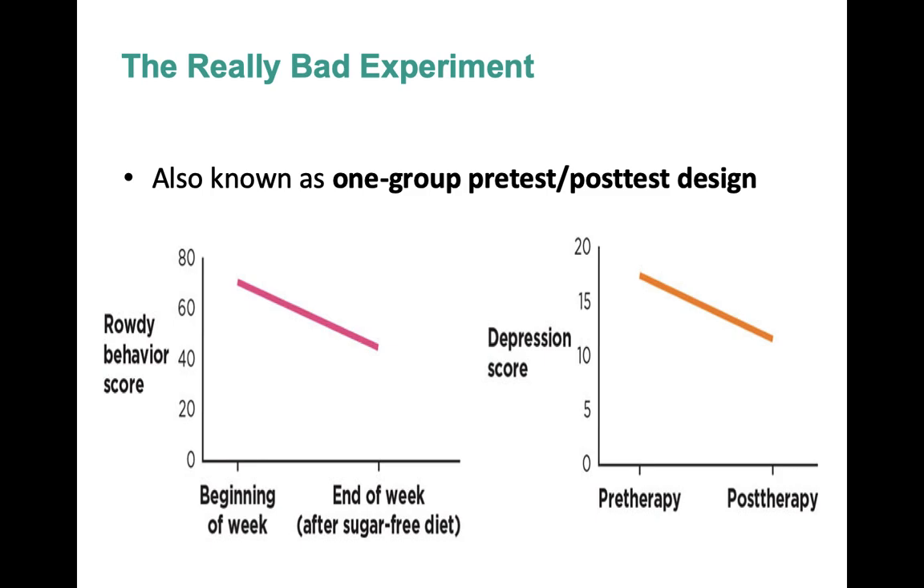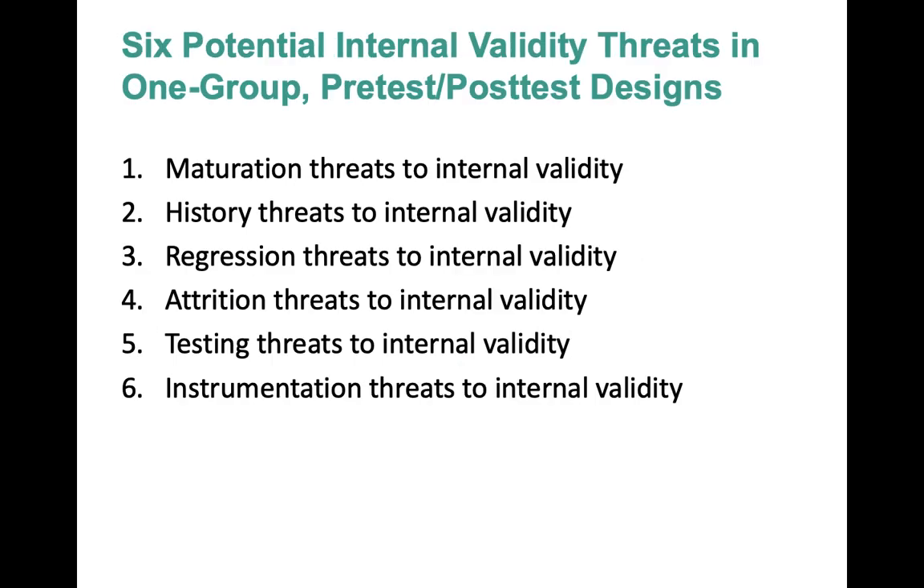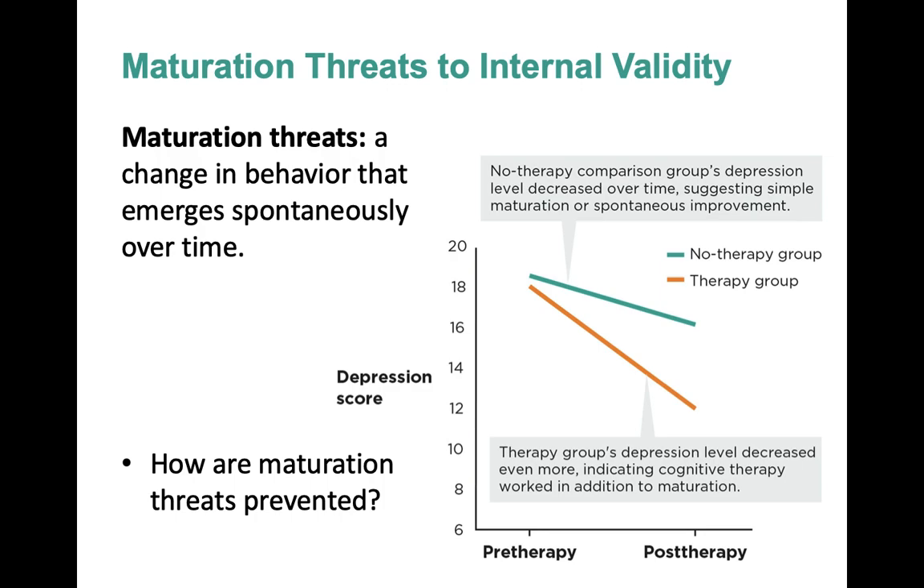So I want to go over some specific versions of these threats to internal validity that serve as alternative explanations. Okay, so we've got 6 of them: maturation, history, regression to the mean, attrition, testing, and instrumentation. So I'll go over each one.